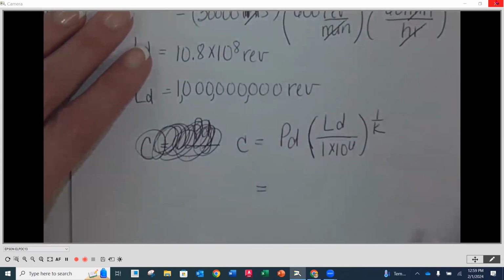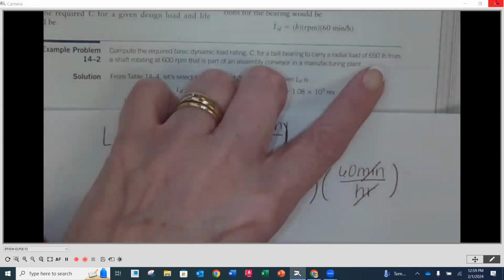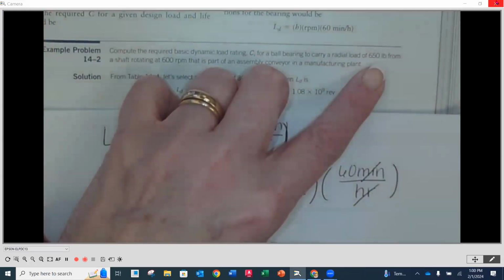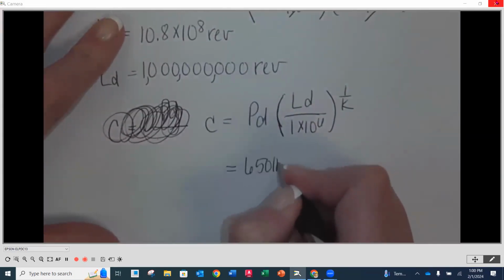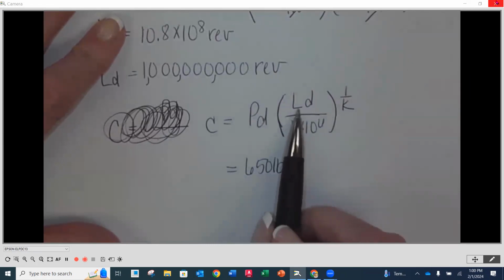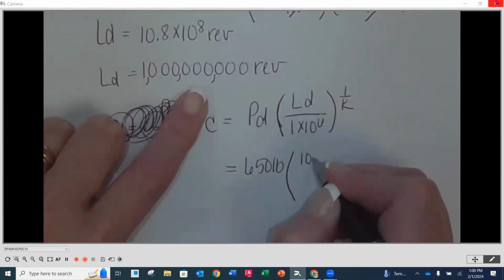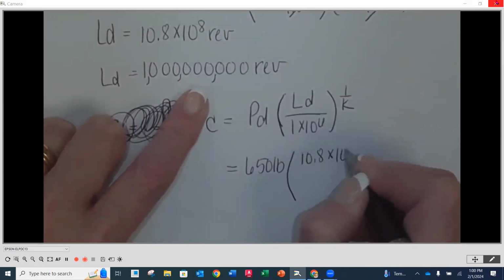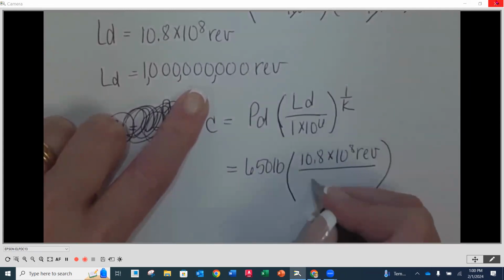So now our design load, we're going to go down here. Our radial load, the problem tells us, is 650 pounds. So 650 pounds times our design life, that's this one right up here. I'm going to write it as 10.8 times 10 to the 8th revolutions, divided by, now this is just divided by 1 million.